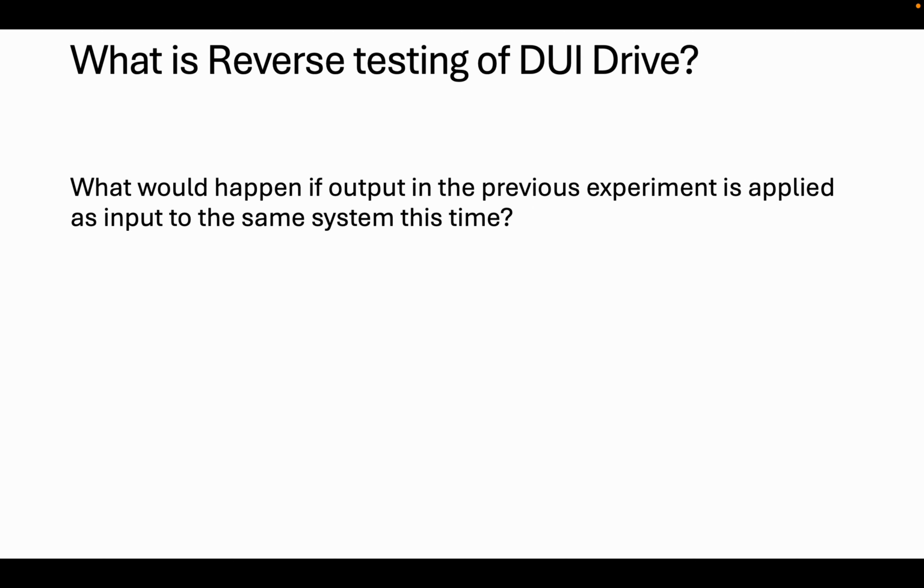because in the previous apparatus we got the angular motion of the 2 rotors, and here we will give angular motion as an input and expect the output. What will happen if the output in the previous experiment is applied as input to the same system this time? Let's move to the next slide.